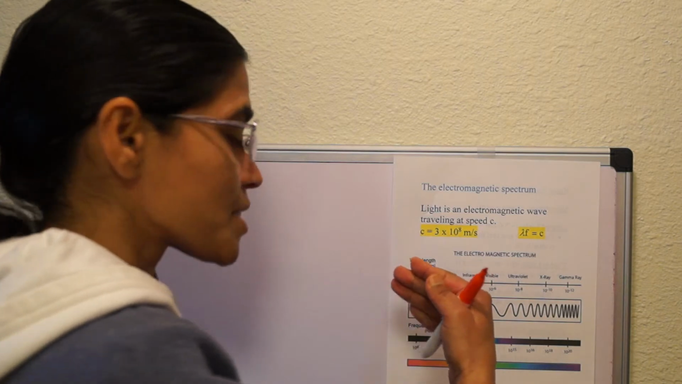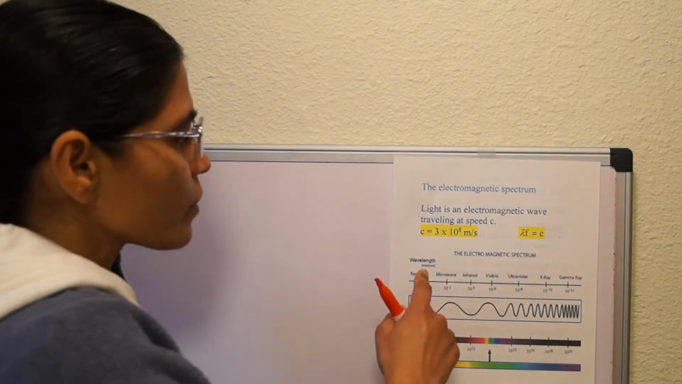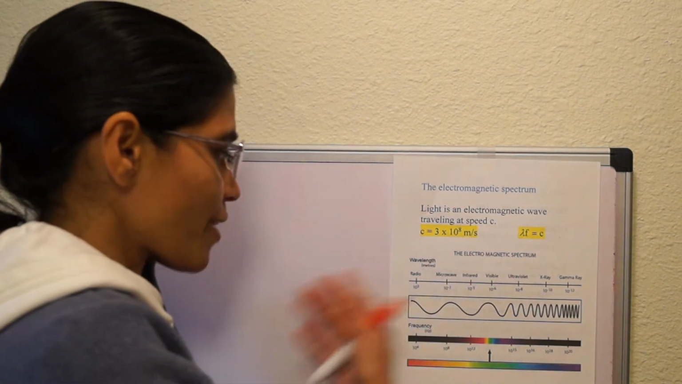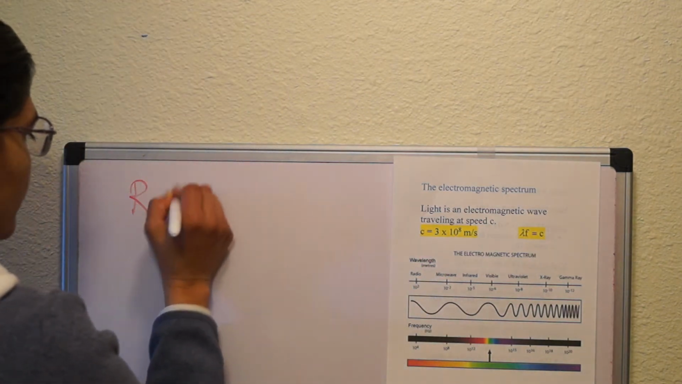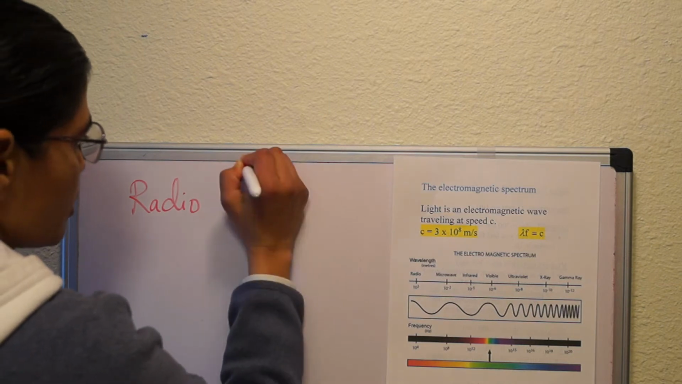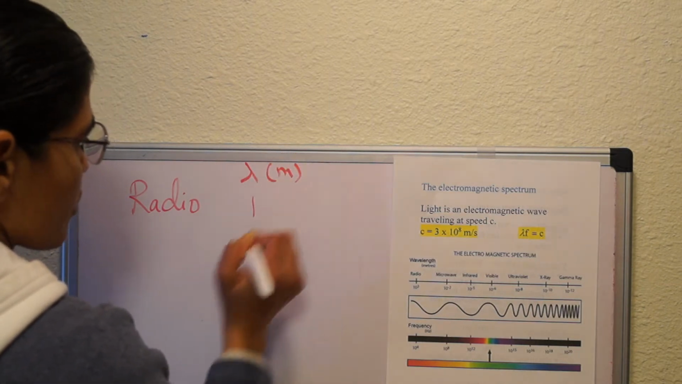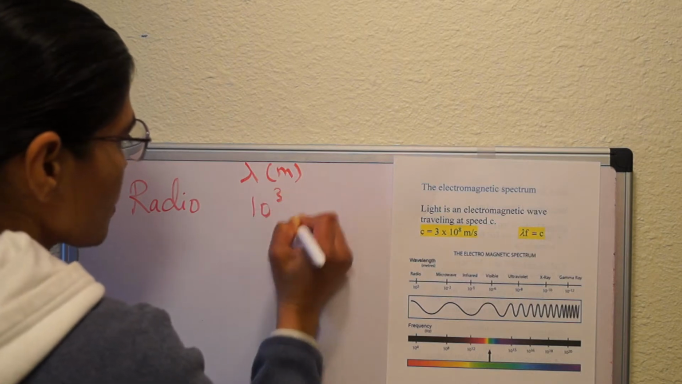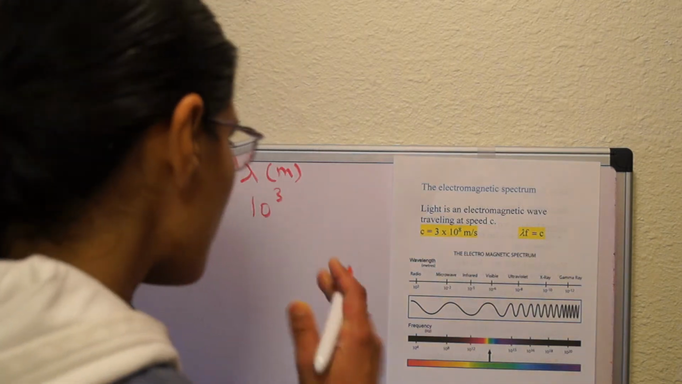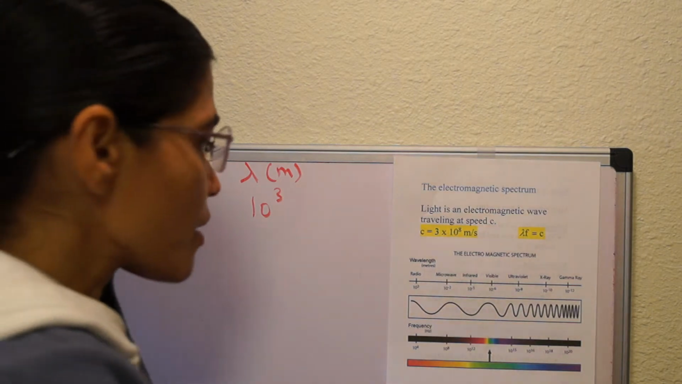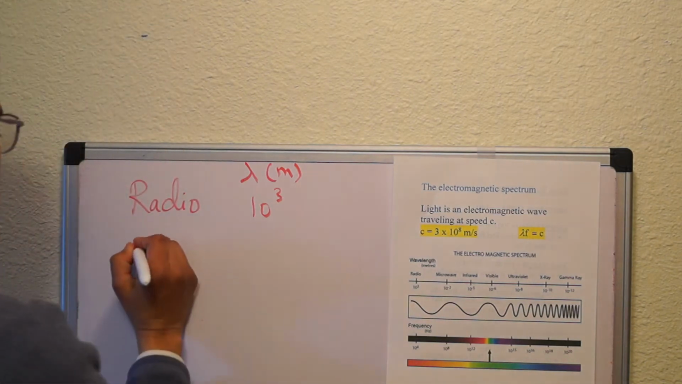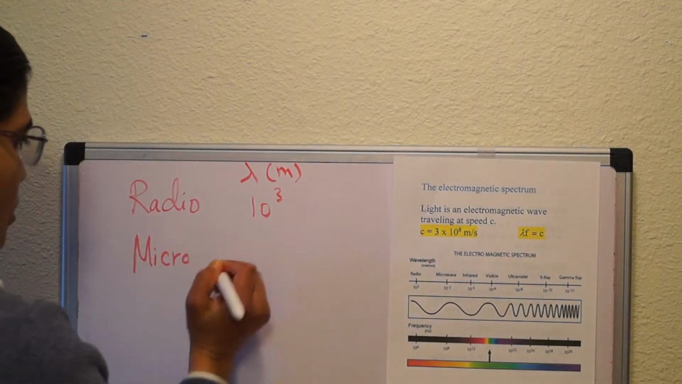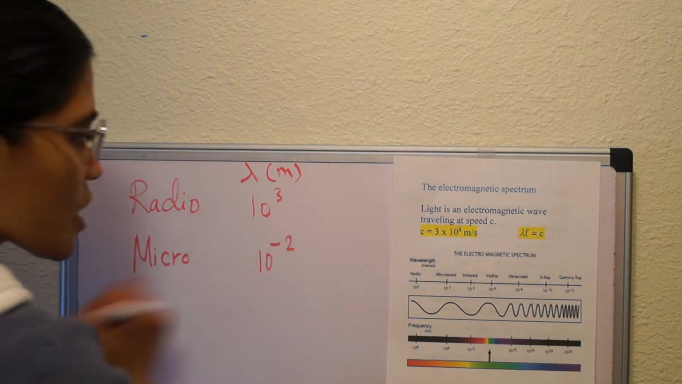Radio wave has the longest wavelength. It's long. The radio wavelength is about 10 to the power 3 meters. I'm just going to write here lambda in meters, about 10 to the power 3 meters. After radio wave, we have microwave. Microwave is about 10 to the power minus 2 meters.